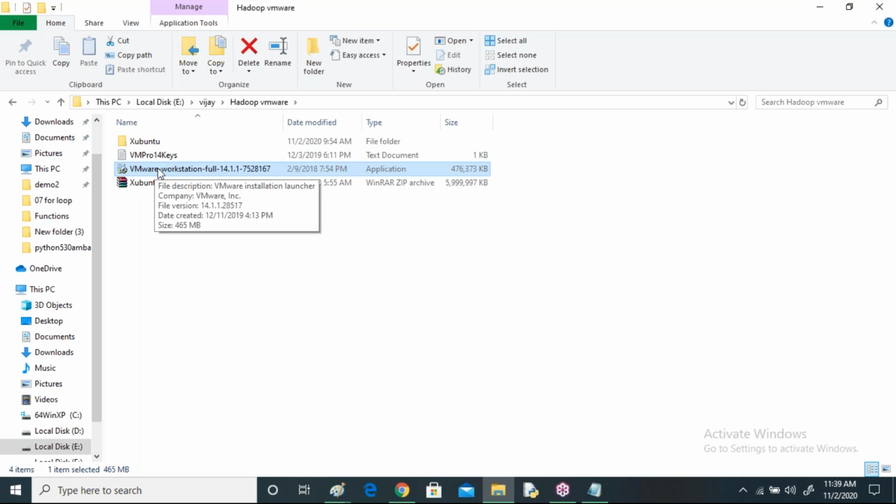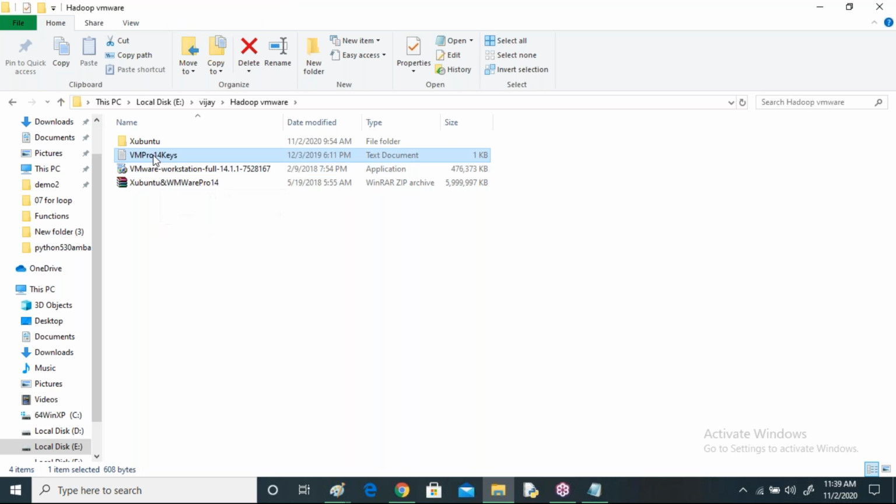Install this VMware Workstation software. At the last step, it will ask for a key. The license key I have provided you, you can use any of them. It gets installed. After that, you will see this Xubuntu folder once you have extracted it, and on your desktop you will get that shortcut.